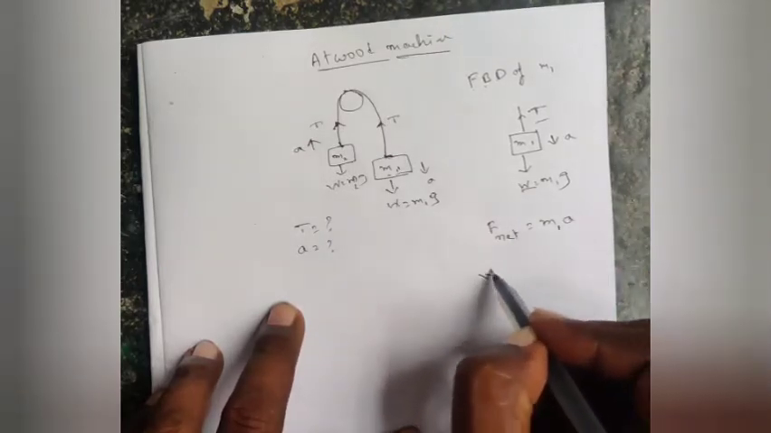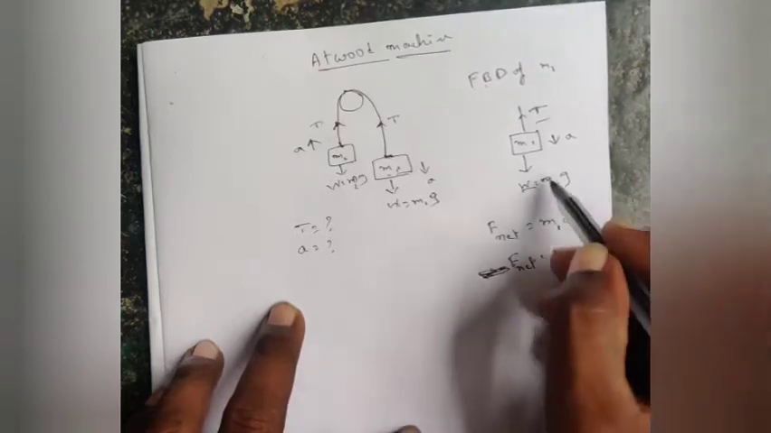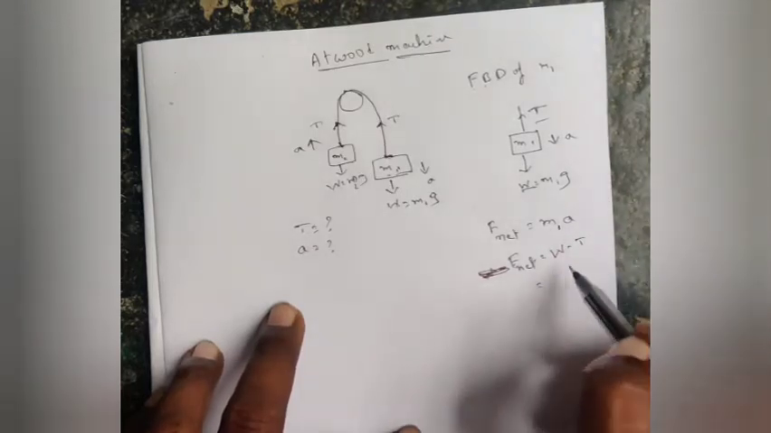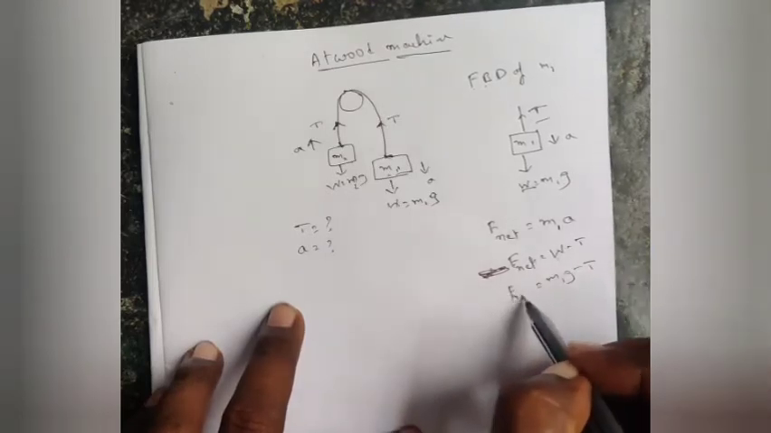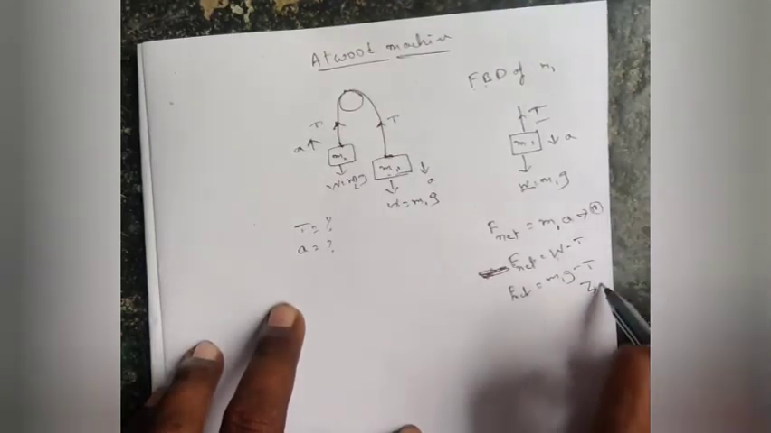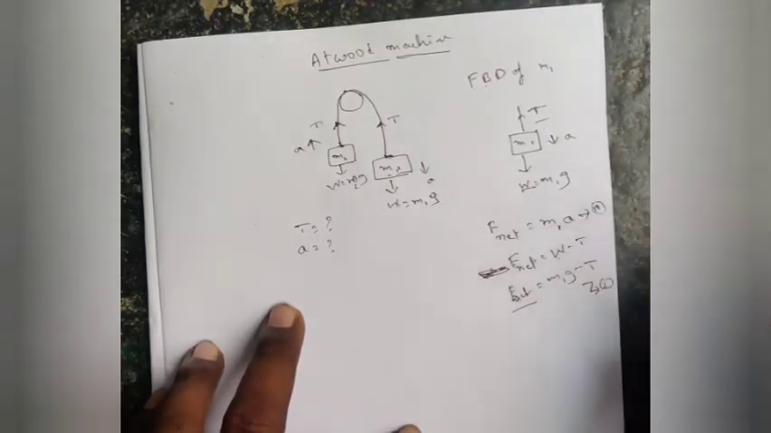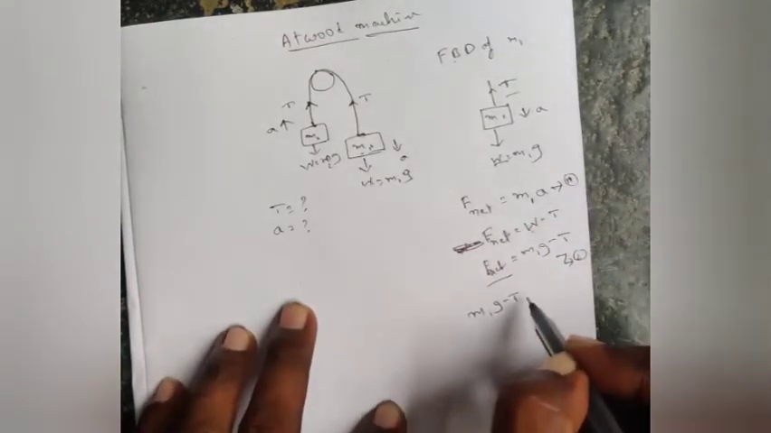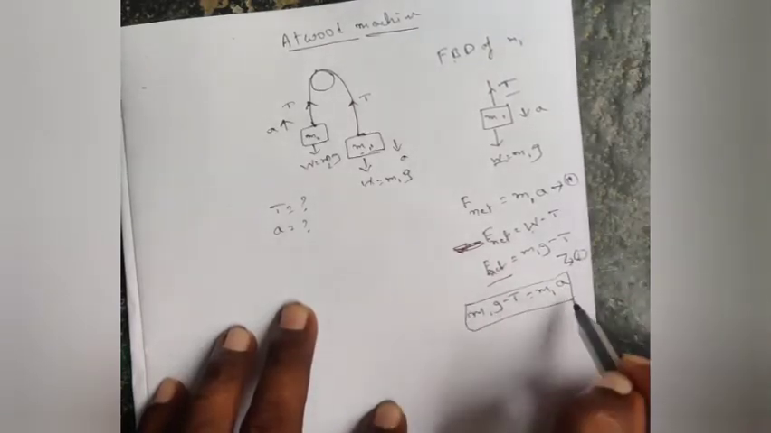So we can write F net equal to weight minus tension. What is the weight here? m1 g minus tension is the net force. Take this as equation 1, and F net equal to m1a as equation 2. From 1 and 2 the LHS are equal, so we can equate the RHS. m1g minus tension is equal to m1a. Take this as equation number 3.